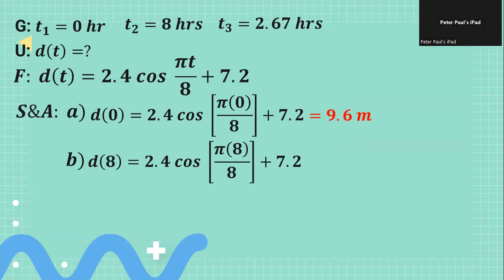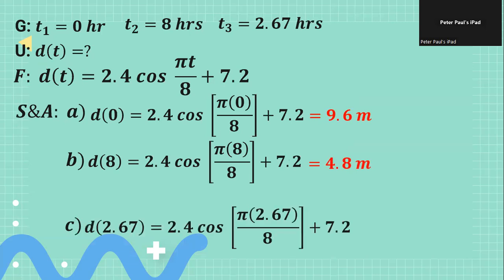Just substitute. D of 8, substitute t is equal to 8. So it becomes 4.8 meters. And for letter C, D of 2.67. So that is 8.4 meters. For sure, you know how to encode that in the calculator. It just needs to be in radian measure. Notice that at 12 midnight, it is 9.6 meters. But at 8 o'clock a.m., we have low tide.